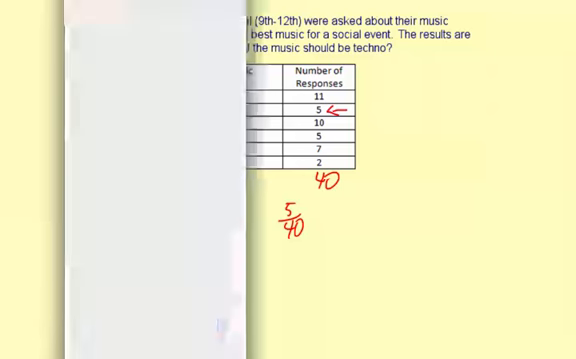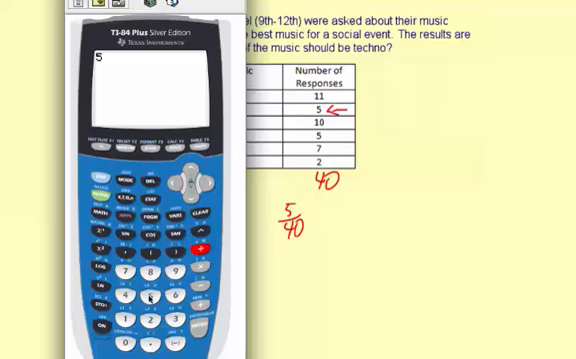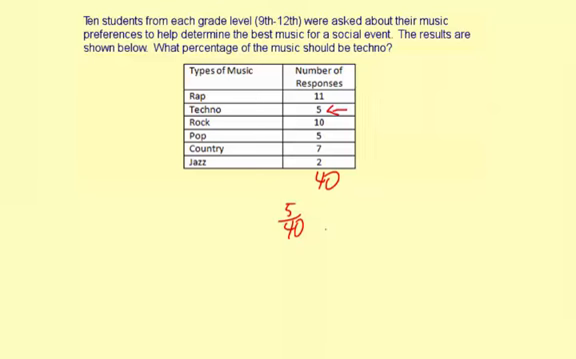So the question is asking, what's the percentage? Well, you simply divide that. 5 divided by 40. And you get 0.125. And to make that a percent, move the decimal over twice, so it's going to be 12.5%.